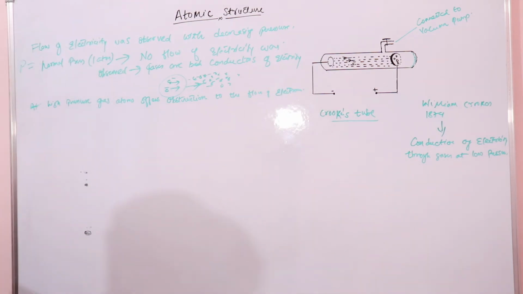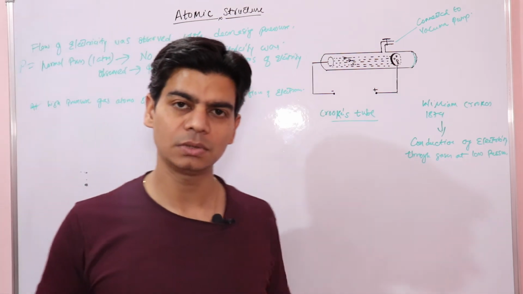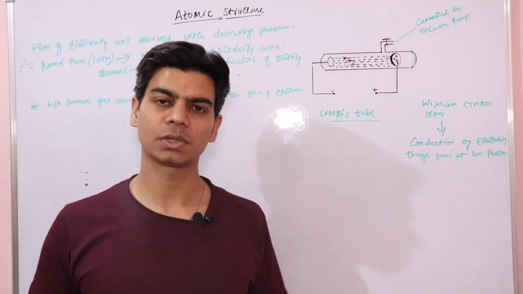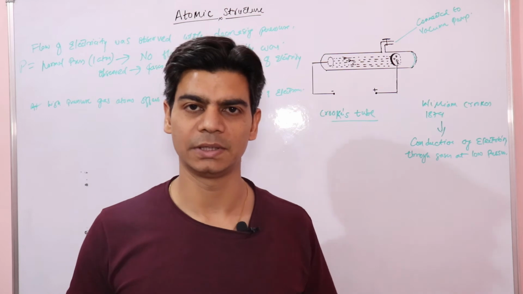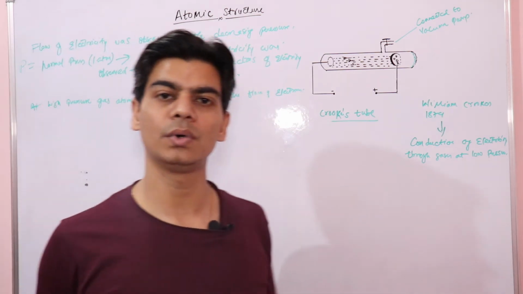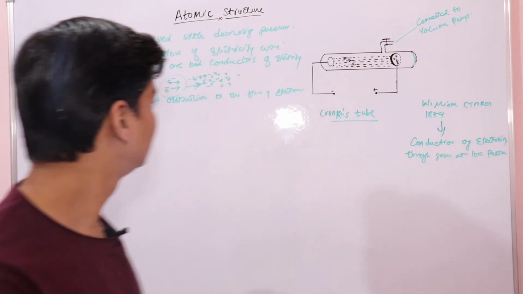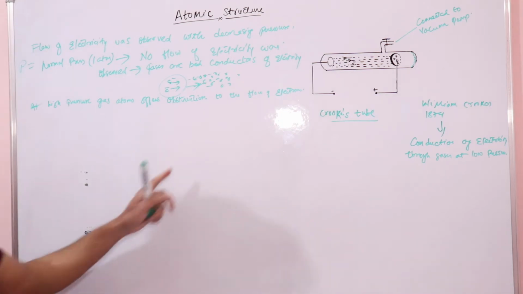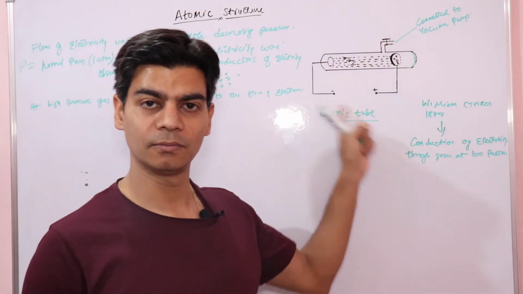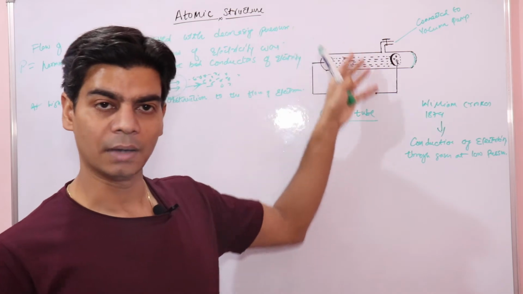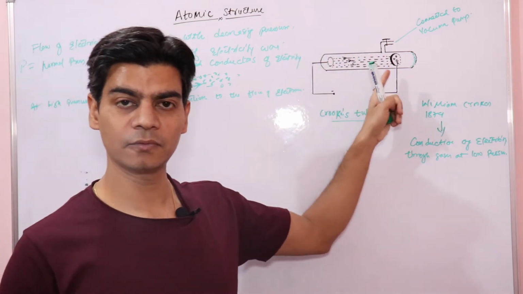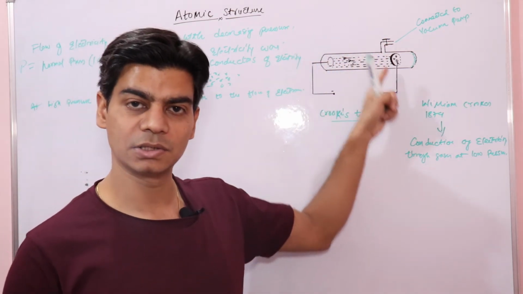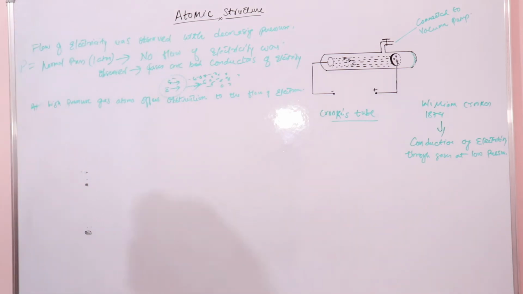So when there is obstruction to the flow of electrons, no electrons are flowing, that means no electricity, because electricity, we know, is nothing but the flow of electrons. So this was the reason why there was no electric current flow at high pressure of gas inside the discharge tube. Now let's look at the second point. What William Crookes did, he lowered the pressure.